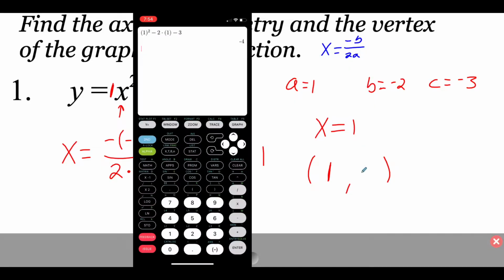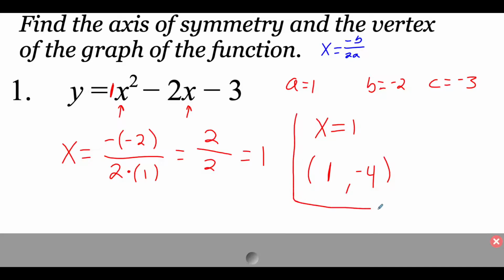So that means that the y value for the vertex is negative 4. So we've got an axis of symmetry at x equals 1, and the vertex is at the point 1, negative 4.